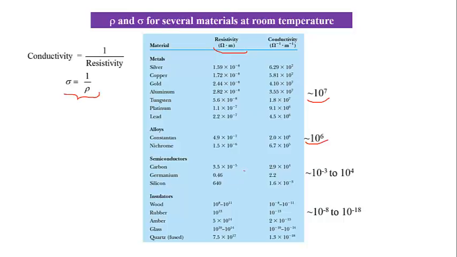Semiconductors, because of that band gap, are less conductive, and so they have values ranging from about 10 to the minus 3 to 10 to the 4th. And then finally, insulators are very poor conductors, and they have conductivities in this range here. Fused quartz, which is silicon oxide, fused meaning that it's glassy, has one of the lowest conductivity values, which makes it an extremely good insulator.